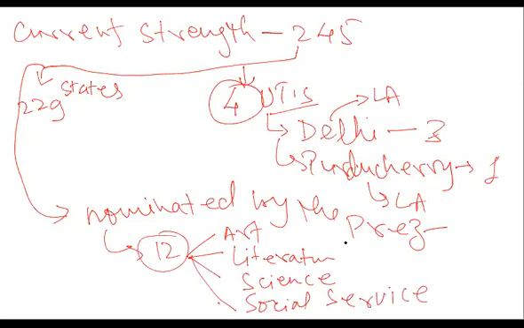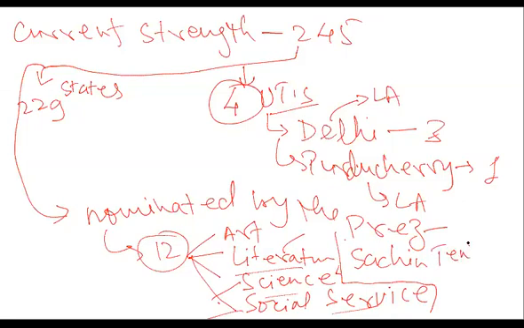What is the confusion? The confusion is that the Constitution says the President shall nominate 12 members to the Rajya Sabha from areas like art, literature, science and social service. But if we talk about the nomination to the Rajya Sabha, where does Sachin Tendulkar fit in this category? Sachin Tendulkar is neither an artist, nor a laureate, nor a scientist, nor a social service person. So where does Sachin Tendulkar fit in this scheme of things?